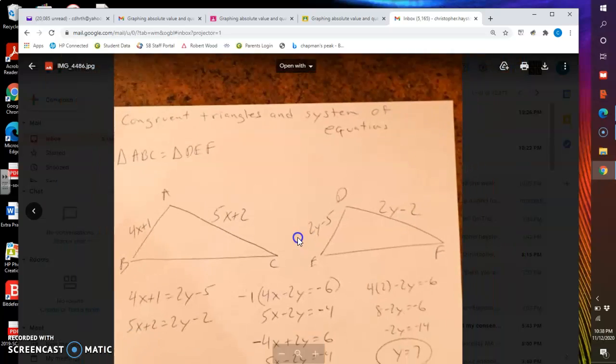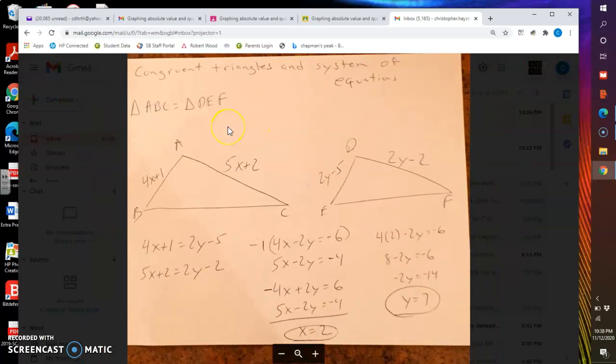It works the same for sides. If we have congruent triangles, ABC and DEF, the corresponding sides have to be congruent. AB matches up with DE, AC matches up with DF. So 4x plus 1 equals 2y minus 5, and 5x plus 2 equals 2y minus 2.